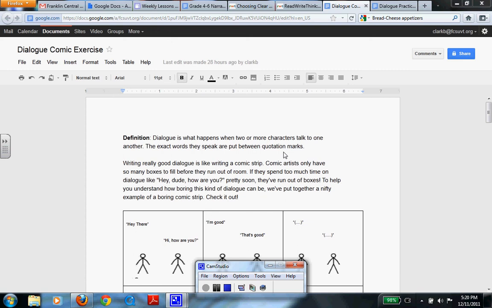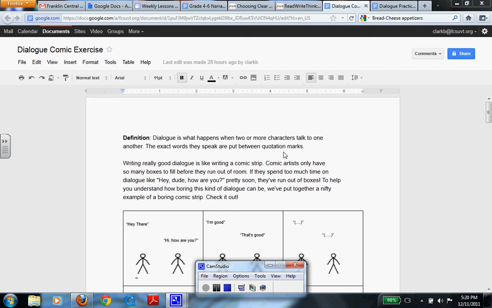So if you're using dialogue, it could be fictional characters made up, or even if you're writing a personal narrative, true characters, true people, and what they actually said. And quotation marks are needed in order to actually do that.